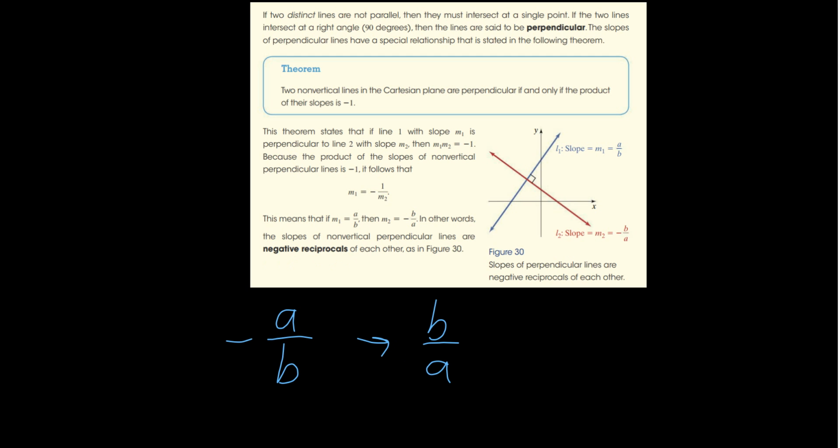One more thing regarding that. If I just have a slope of a, the reciprocal of that would be 1 over a, because a is simply a over 1, so the reciprocal would be 1 over that constant. I think that about does it.